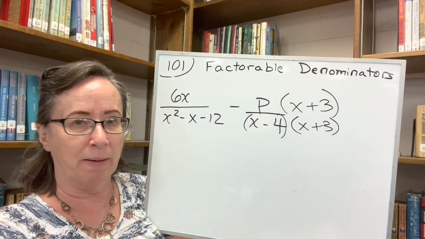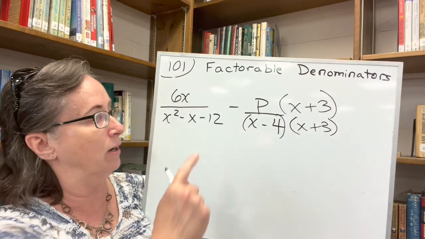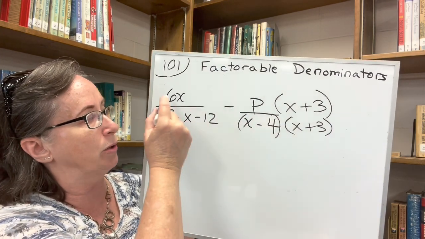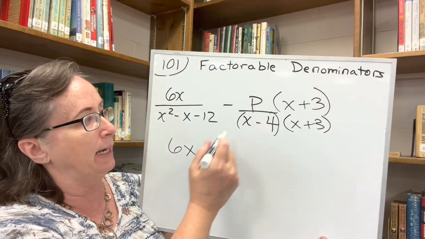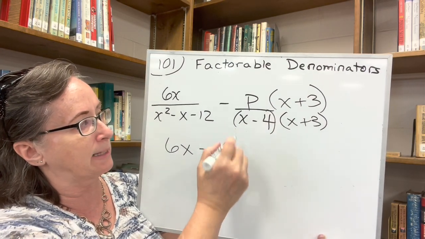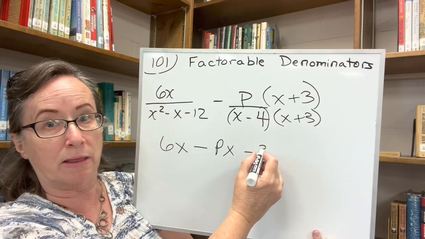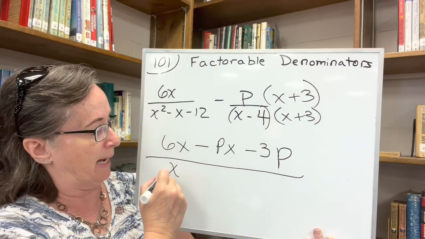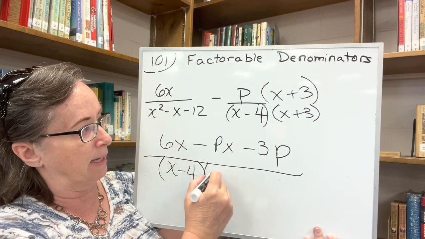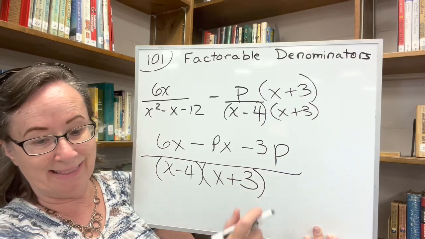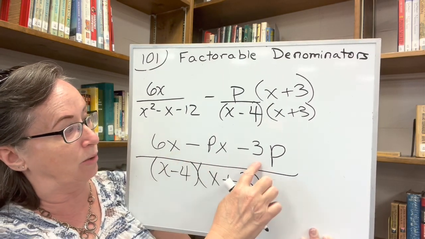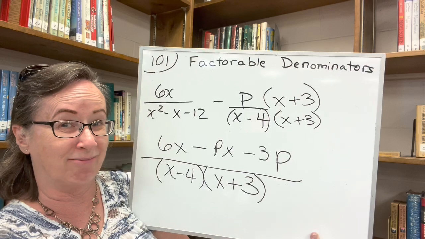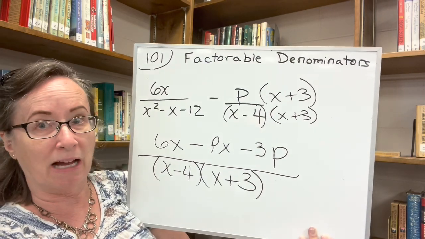Okay, so I erased my board, so I had a little bit more space. And I know that this denominator is x minus 4 times x plus 3. So now I'm going to just write this whole numerator. So 6x minus p times x is px, minus p times 3 is minus 3p, all over this common denominator, which is x minus 4 times x plus 3. And if I look at this, there is nothing really that I can do to simplify that. 6x minus px minus 3p. None of those are like terms. So I'm stuck with that as my numerator.